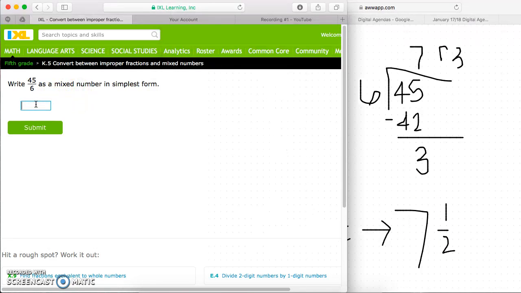We'll put it over here. Now when you're entering this in IXL, do your whole number first, do a space, and then do your fraction. So I have 7 and 1/2, and I got it right. So exciting.